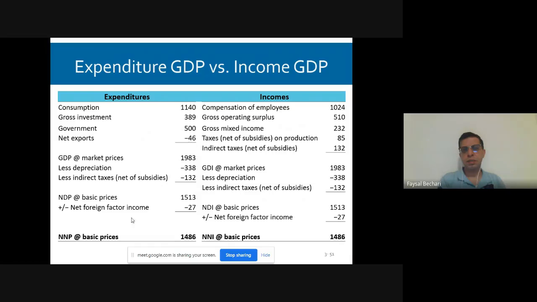And expenditure GDP versus income GDP. Here you can take a look at it and try to see why consumption is considered to be expenditure, why government spending is considered from the government point of view expenditure, and look at the net export, because the import is more than the export. So you have a minus 46, for example. And here, when you're balancing the expenditures versus the income, just like a balance sheet, you get the total equilibrium.